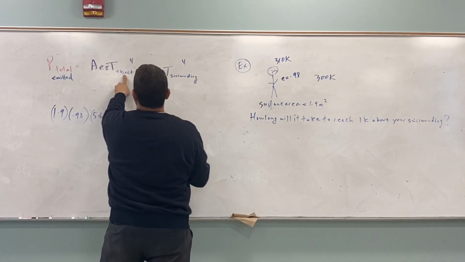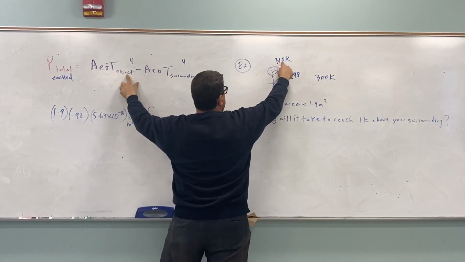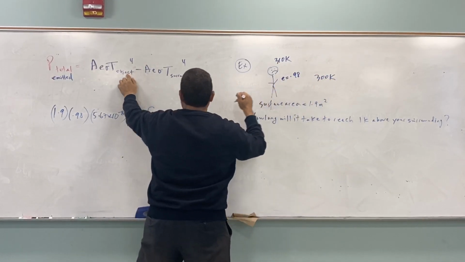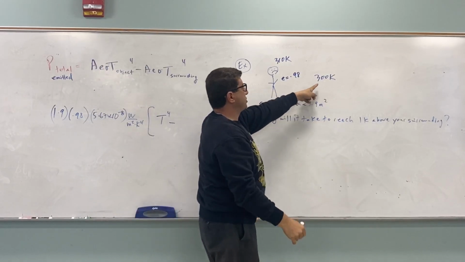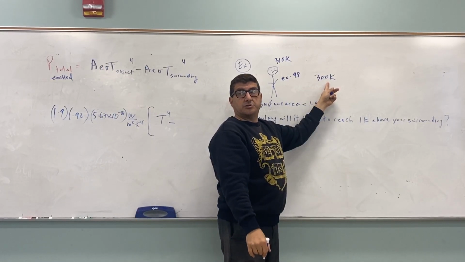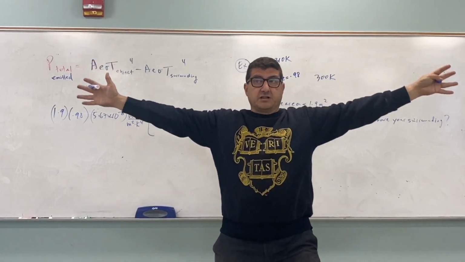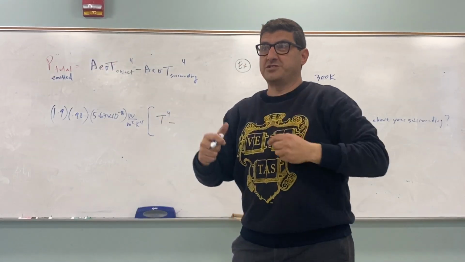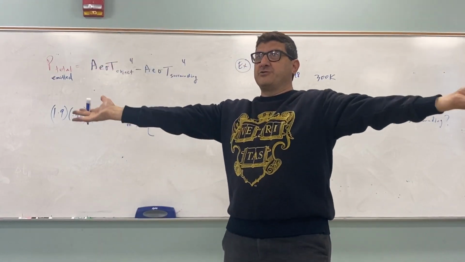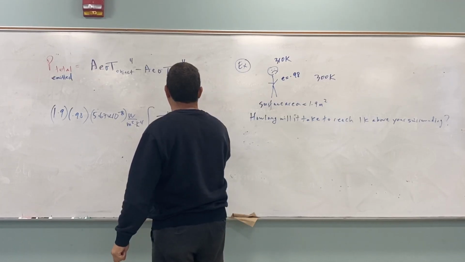Then what's the object's temperature? Well, the object temperature starts at 310, but it's going to start to drop, right? So I'm going to say T to the power 4. The surrounding temperature is going to stay at 300. Why? Because the surrounding is a bigger reservoir. Its temperature doesn't change as easily as yours. So we assume that the surrounding stays at 300. So minus 300 to the power 4.